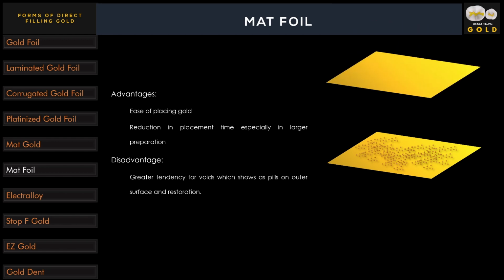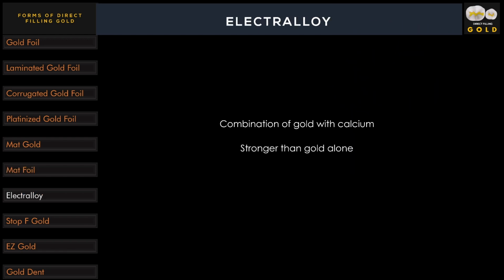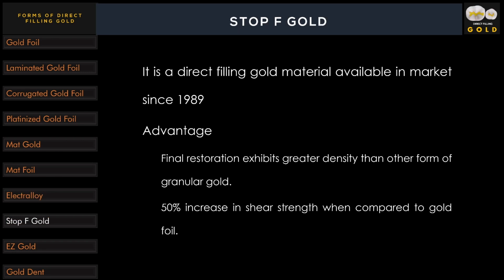The next type of the direct filling gold is the electroalloy. It is a combination of gold with calcium. This is much stronger compared to that of gold alone. And next comes the Stop of Gold. It is available in the market as Stop of Gold, and it is available since 1989. It has a biggest advantage that the final restoration will have a great density compared to any other forms of granular gold, and there is a 50% increase in shear strength when compared to gold foil.